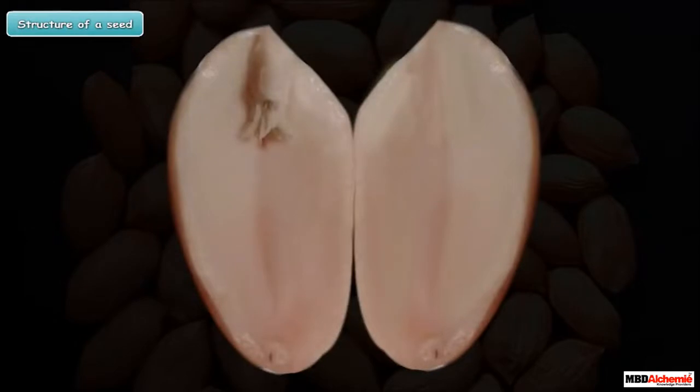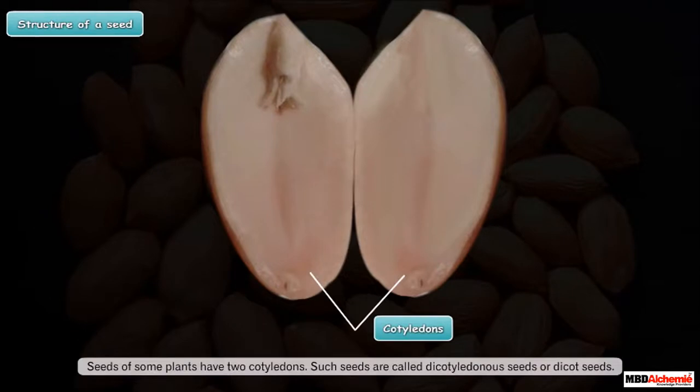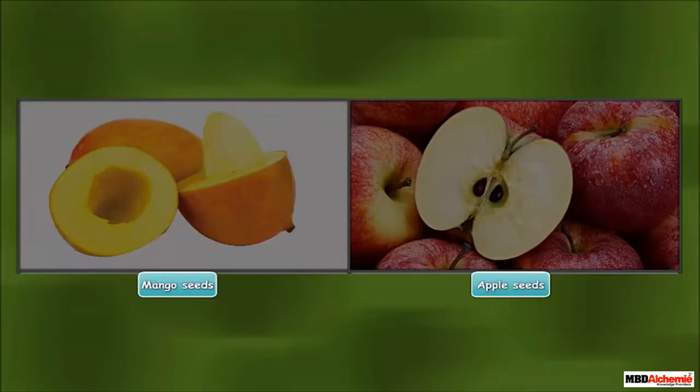Now see the inner side of the seed carefully. You can see the seed leaves that are called cotyledons. Seeds of some plants have two cotyledons. Such seeds are called dicotyledonous seeds or dicot seeds. Such seeds can split into two equal halves. Seeds of mango and apple are dicotyledonous seeds.